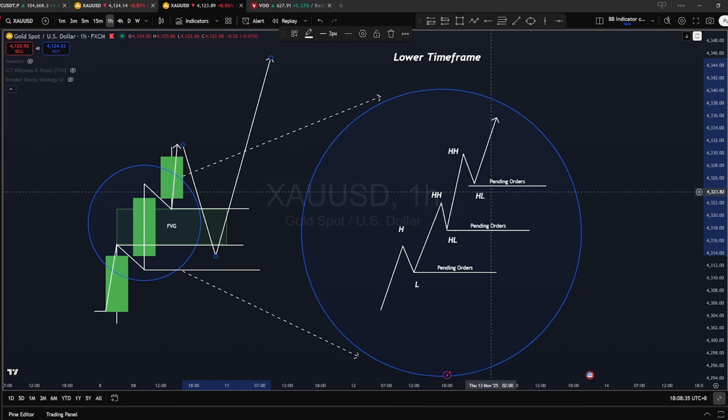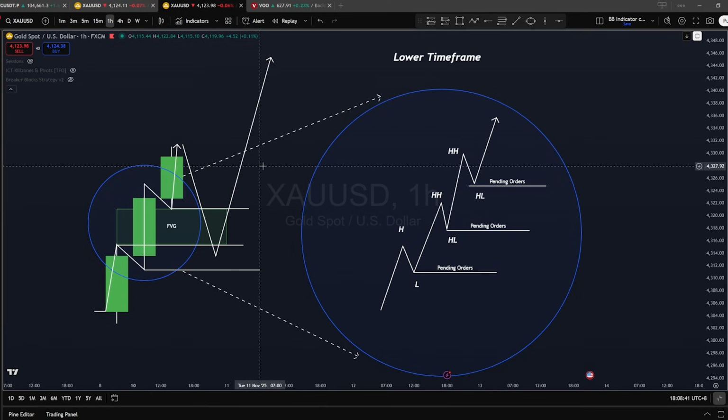Okay? Now, remember this. Whenever you talk about fair value gaps, you only focus on the 3-candle pattern. Any other candles outside of that, you don't care. Not a 4 candlestick pattern, it's not a 5 candlestick pattern. No. 3 consecutive candles. That's it. Okay? Is everybody clear up to this point?